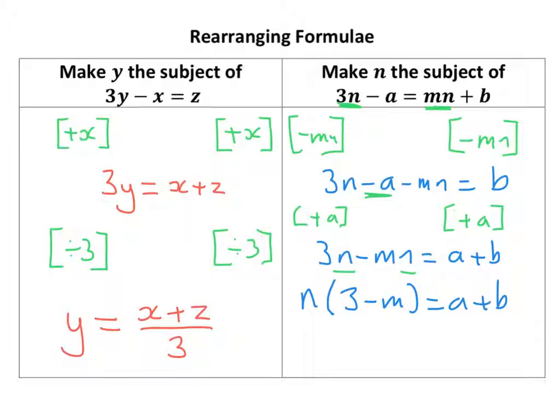So I'm now ready. I've got one n that I can make equal to everything. So I can do that now. How I do that is n times that bracket, so I'm going to divide by 3 minus m on both sides. I haven't really got room to fit it in over the other side, but you remember, whatever you do to one side, you must do to the other to keep it all balanced. So this time I'm going to do a plus b over 3 minus m. And I've got n on its own, and everything else on the other side.